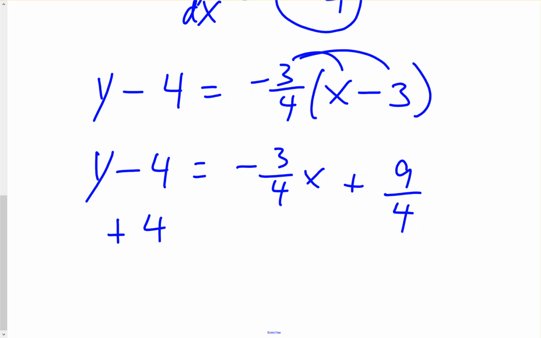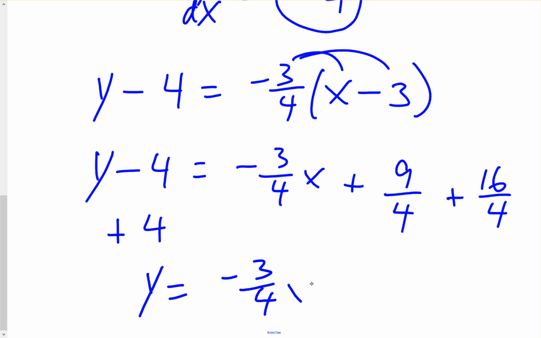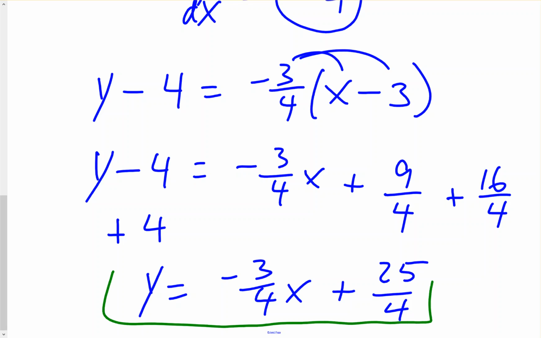Then add 4. When we add 4, well, that's 16 over 4. So we have y equals negative 3/4 x plus 25 over 4. And that would be the equation of the tangent line at the point 3, 4.